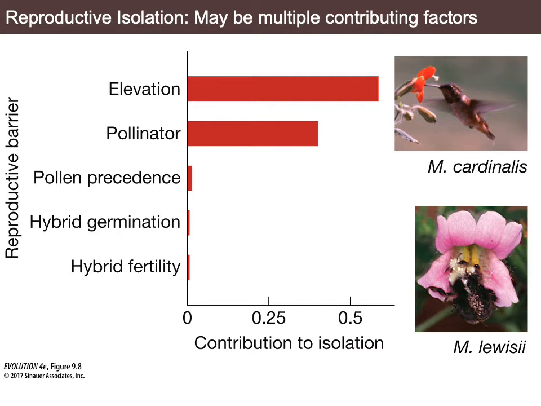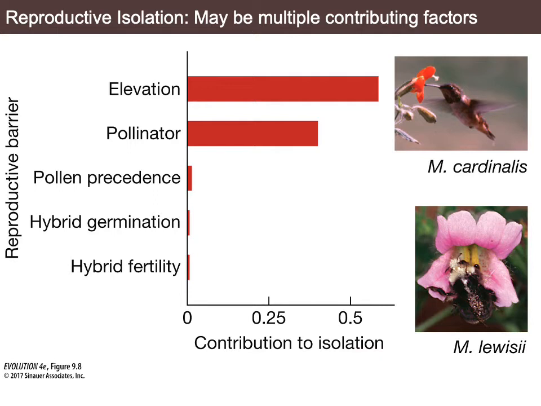reasonable to assume that the primary and only mechanism isolating these species is their pollinator. And that turns out not to be the case, because not only do they utilize different pollinators, but they also occur at very different elevations. So if you compound the fidelity of hummingbirds for cardinalis and the fidelity of bees for Lewisii, right? Hummingbirds only go to cardinalis, bees only go to Lewisii.